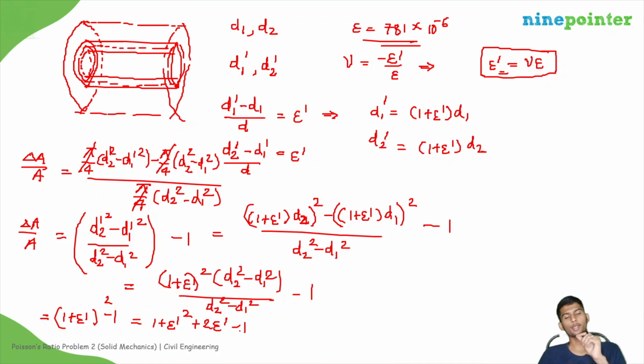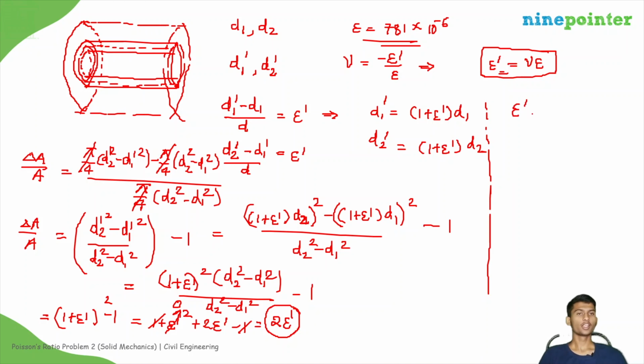We already know that epsilon' and epsilon are very small, so we can neglect epsilon' squared. So this should be nearly equal to 0. The 1s get cancelled and we get 2 epsilon'. Epsilon' is the change in diameter. For change in cross-section area, we are getting 2 epsilon'. So what is 2 epsilon'?